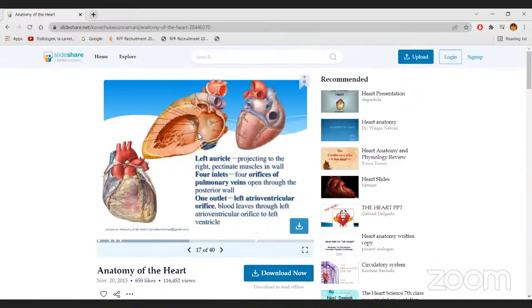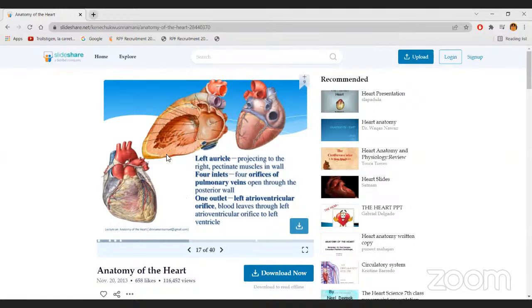The next is this diagram. The next slide is the left atrium. The auricle projects to the right, with pectinate muscles in the wall. Four inlets, the orifices of the pulmonary veins, are in the posterior wall. Then one outlet, the left atrioventricular orifice. The blood leaves through the left atrioventricular orifice to the left ventricle.